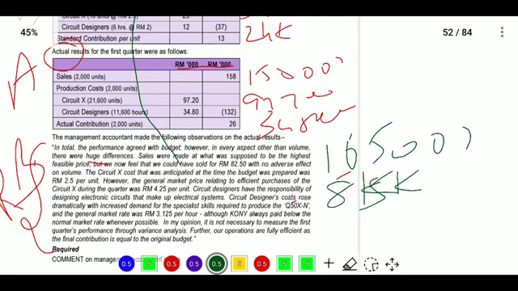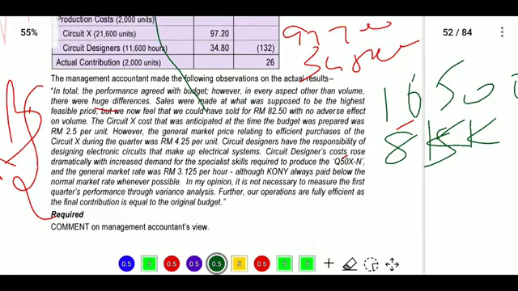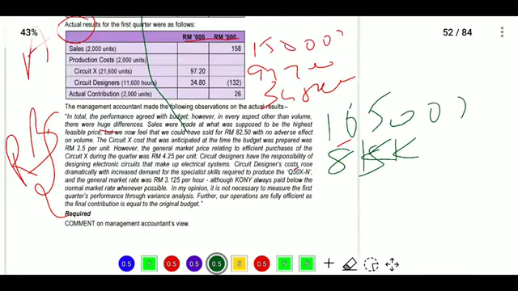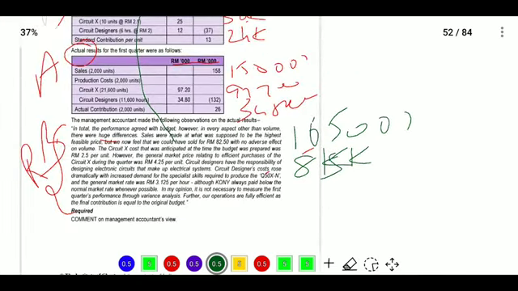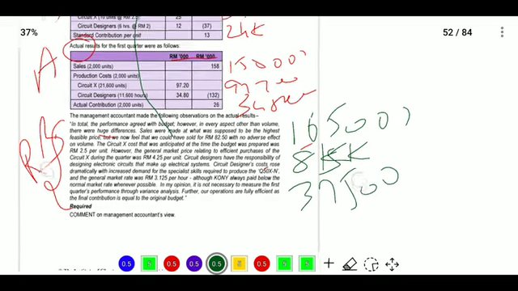Next, circuit designers have the responsibility of designing electronic circuits that make up electrical systems. The circuit designer cost arises and the general market rate will be 3.125. So 12,000 hours into 3.125 will become 37,500. So we have calculated budgeted, actual budgeted and revised budget.